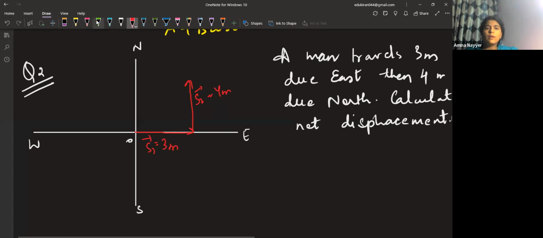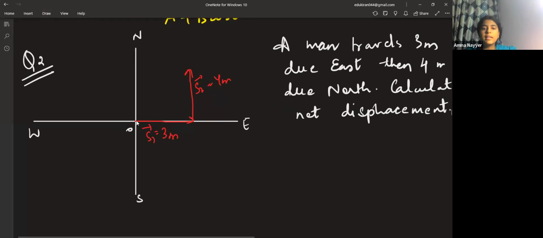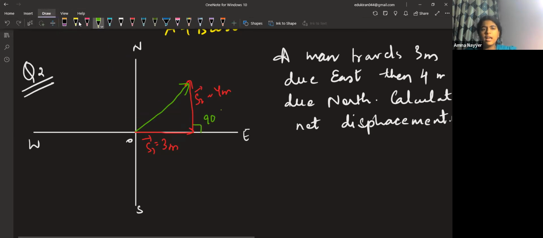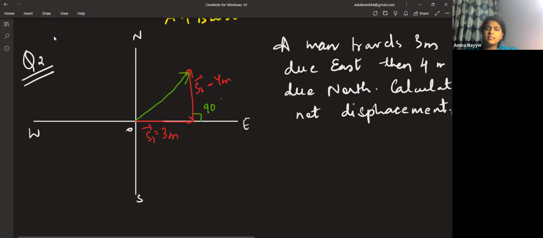So how do we calculate the net? How do we calculate the resultant? How do you calculate the displacement? You join the initial and final positions. Yes, very good, Yasir. So you have to find this. Now see, what is the angle that is being formed? 90 degrees. Yes. So in one line, you'll have the answer. Like Yasir has answered it very well.